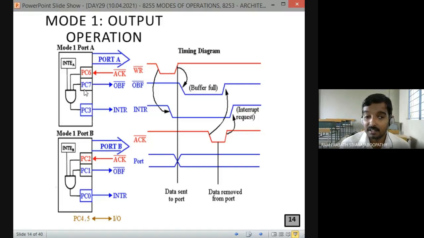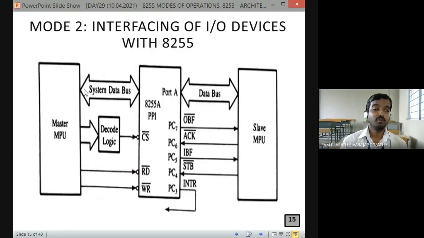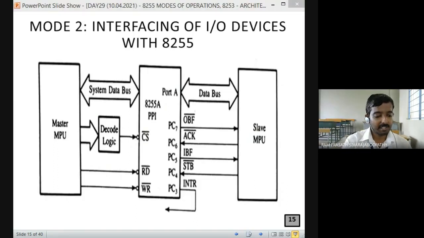Is it clear? Is mode 1 operation understood? Yes. Okay. Coming to mode 2. Regarding mode 2, it is bidirectional IO data transfer. So the same thing is going to happen here.